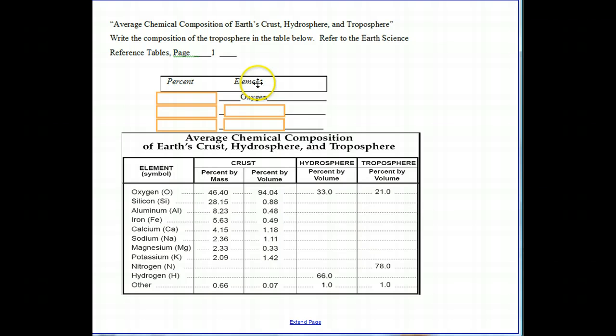Now, the last thing, and this is the last bit on here, is on page 1. You've seen this chart before. It's on the bottom of the first page of the reference table, and I just want you to write down the percent by volume in the troposphere. So what are the percent by volumes of each of these three elements? And we can see that one of them is a much larger component of the atmosphere than the others.